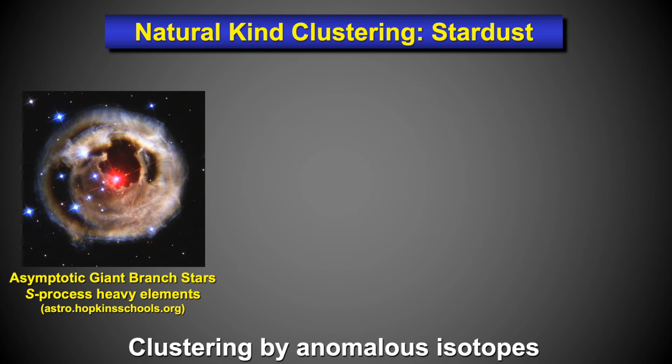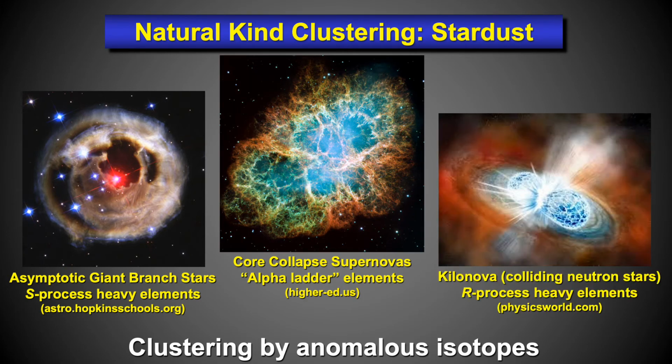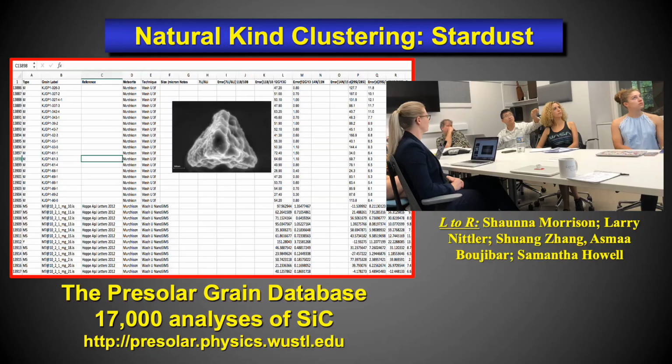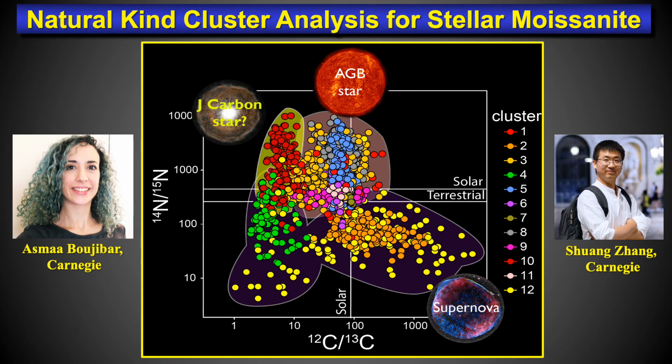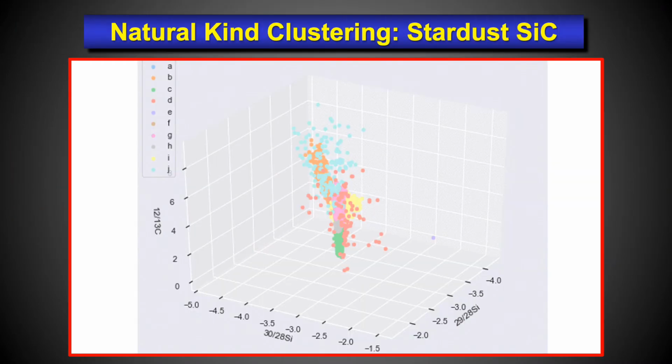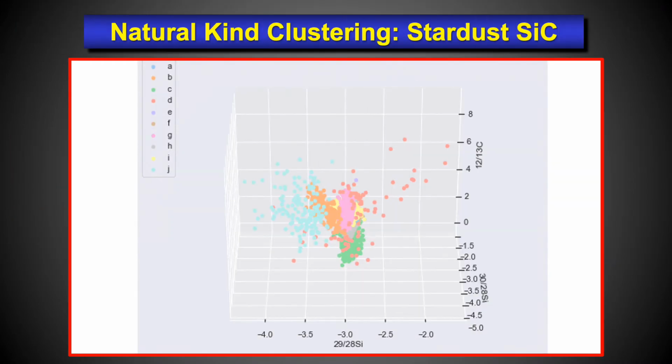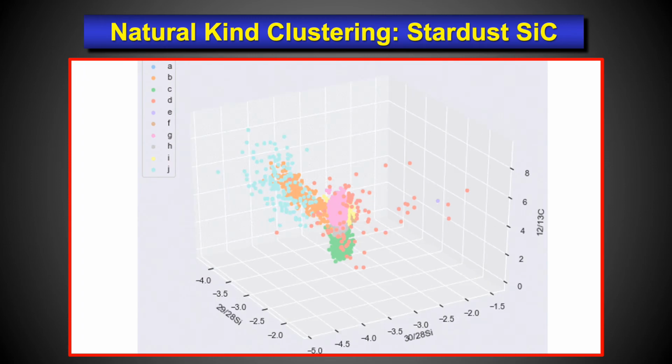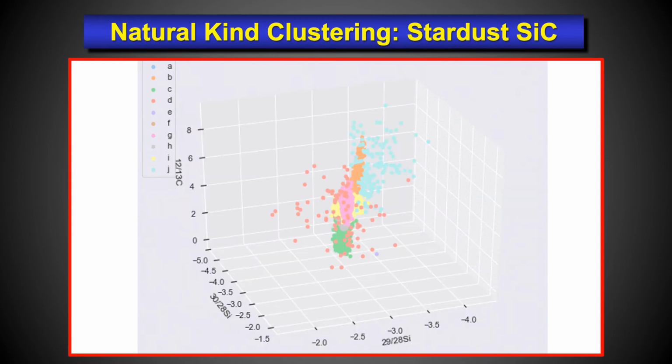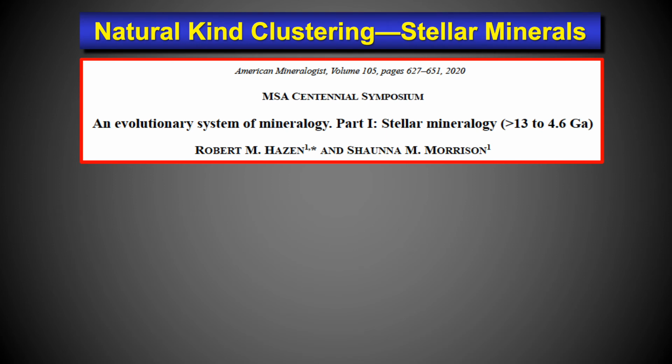One can do the same thing for stardust, the minerals that occur in different kinds of stars. We have asymptotic giant branch stars, which differ from supernovas and other kinds of stars, each characterized by their own anomalous isotopic ratios. There are big databases now of pre-solar grains, for example, of silicon carbide. We have a group that's been analyzing this, and we can spot different kinds of pre-solar moissanite, for example, coming from different kinds of stars. This can be represented in various ways, and clearly you see different clusters that represent different kinds of stars based on different isotopic ratios. These ideas have been brought together in a new series of papers.